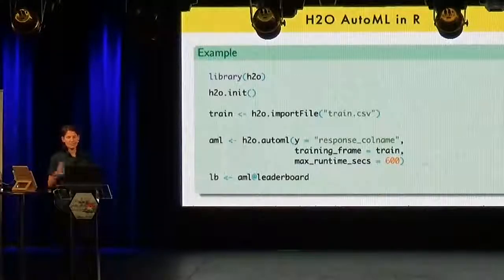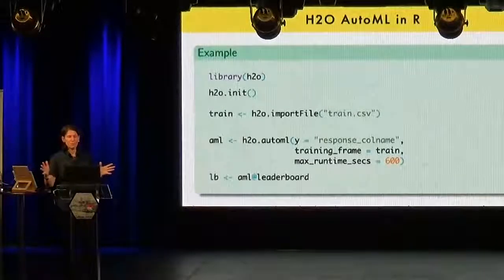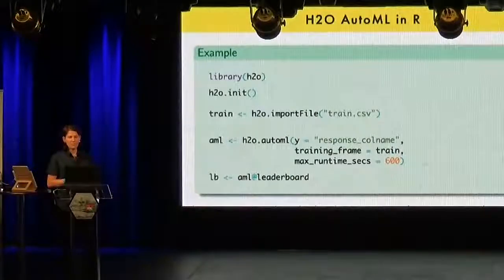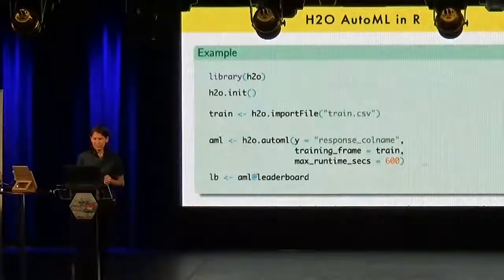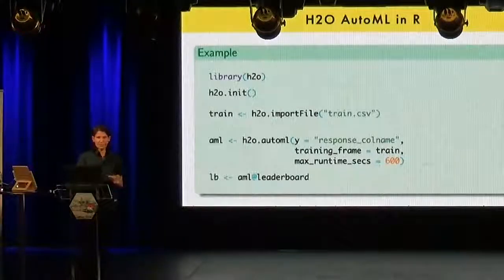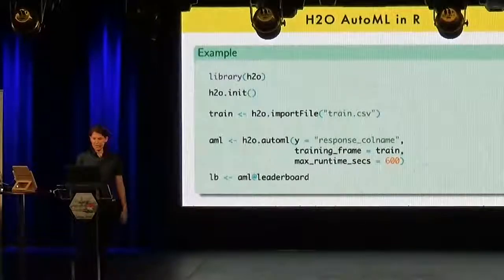And then the max runtime seconds: there's a couple ways to stop AutoML. One is by time. You just say run for this amount of time and stop. Another way would be max models, so you say train 100 models and then stop. And the default is that it will run for an hour. So if you don't touch anything, it will just do that.